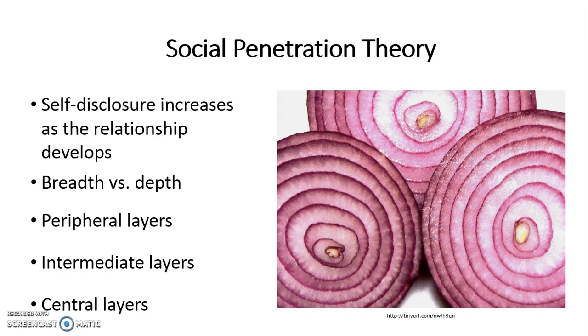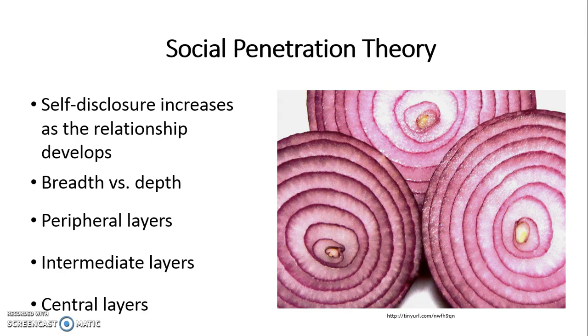Now, self-disclosure is going to increase as the relationship develops. What I mean by that is that if you look at the outside layer of an onion, it's the widest layer, right? There's a lot of breadth there. So that's our peripheral layer. It's all the small things about us that we don't mind other people knowing about us, such as our favorite color, our age, what we like to do on the weekends, the little stuff, right?